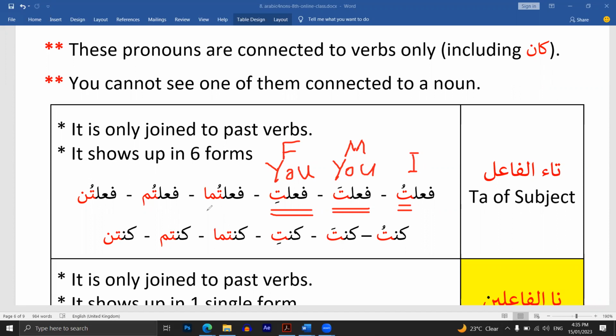It will also show up like فعلتما, together with ما. This is for dual second person, both feminine and masculine. فعلتم plural masculine, and فعلتن. So in short, once you see ta, either alone or in combination with ma, m or na, automatically this will be تاء الفاعل. So here it is the subject of this verb فعلت originally, or if you want to translate it in English, it will be I did.